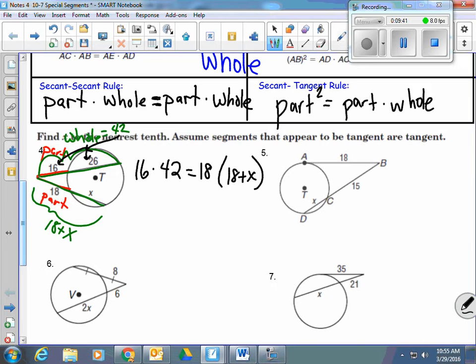Okay, so we multiply the part times the whole. Oh, wait a minute. If I'm looking at this equation, what am I going to have to do? So what about the parentheses? Multiply. What's that called? Distributing, very good. So right here, we're going to have to distribute out. So somebody tell me what 16 times 42 is? 672. What's 18 times 18? 324.